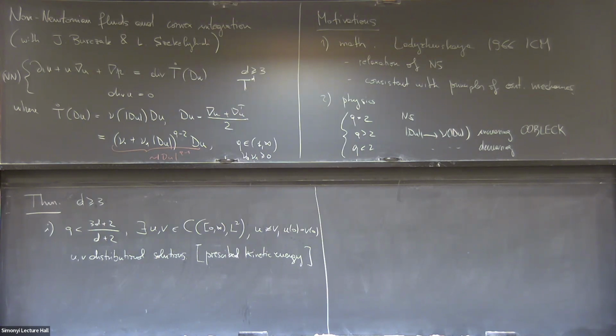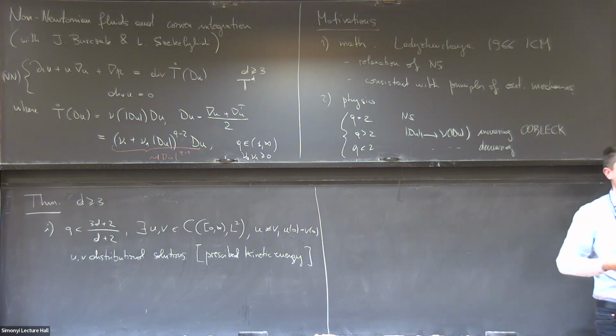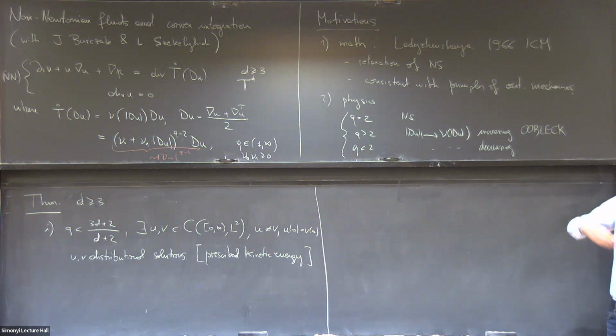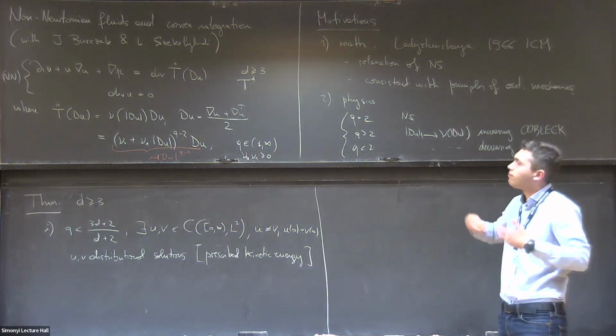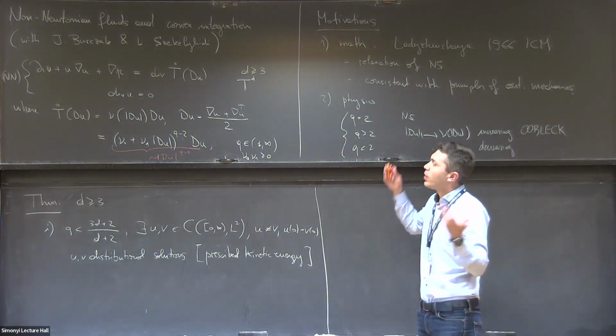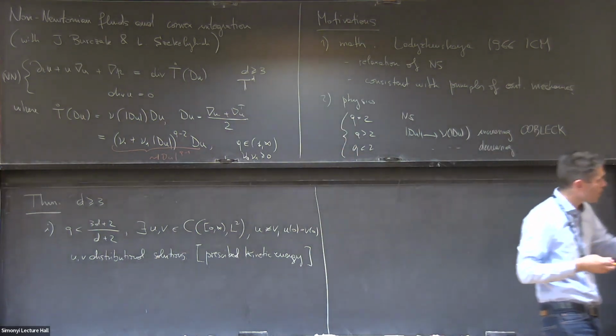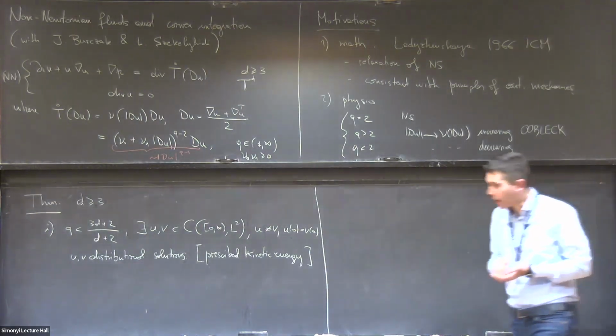In particular, the case q equal 2, which is Navier-Stokes, is included in this statement, and this is indeed what Tristan and Vlad proved for the Navier-Stokes equation. In fact, the proof that we have for this theorem is very much inspired by what they did for Navier-Stokes. We generalized that proof to this non-Newtonian system. So this is the first part of the statement.